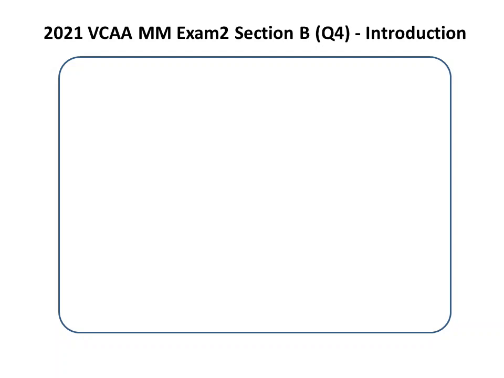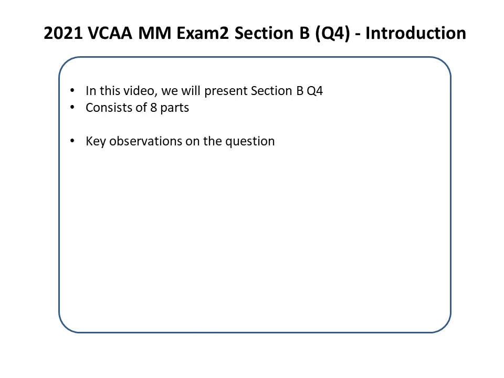Welcome to the 10th part of VCAA Math Methods 2021 exam paper series. In this video, we still present exam paper 2 section B, question 4, which consists of 8 parts. They relate to normal and binomial distribution questions.